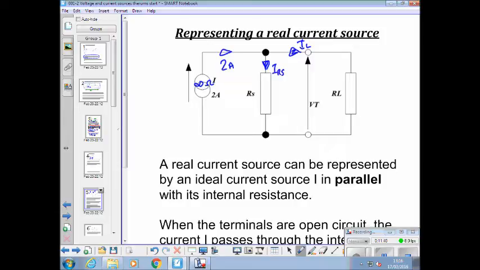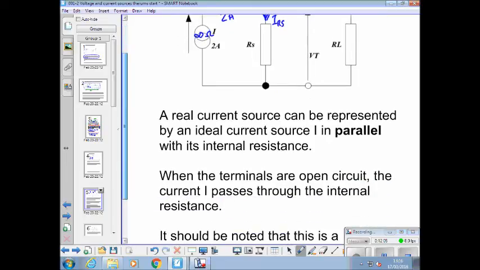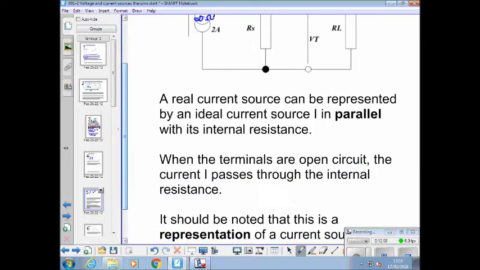So now, depending on how big that load resistor is, if we have a really low load resistor, then most of the current's going to go that way and not too much down there. If that's lower than that, we'll get more current through the load than goes down that resistor. But if this is higher than that, we'll get the most current go down that one because it's the easiest route. Yeah? So a real current source is represented by an ideal current source I in parallel with its internal resistance. When the terminals are open circuit, the current I passes through the internal resistance. Okay?